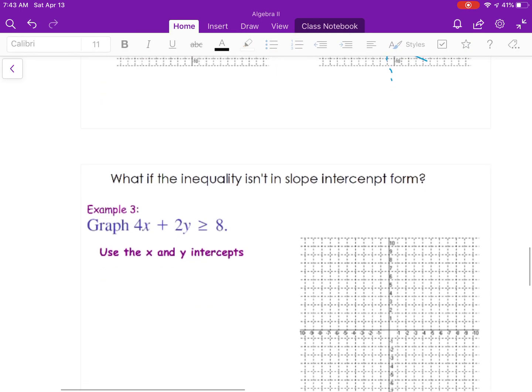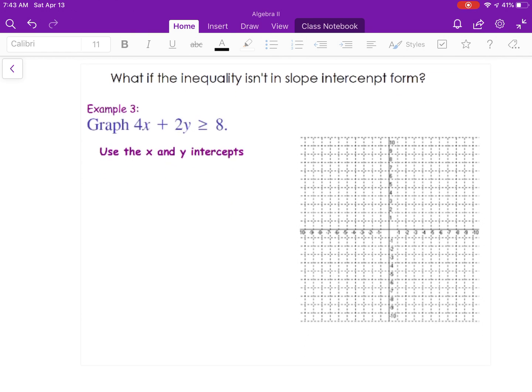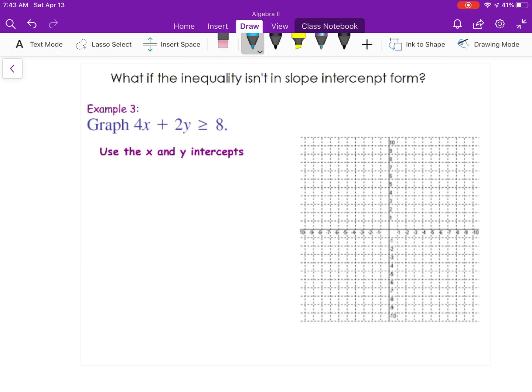Okay, so let's try this another way. I want to introduce you to another way to graph a line. You're more than welcome to put this into slope-intercept form, but what I'm going to do is show you how you get the x- and y-intercepts. Now the y-intercept we've done, so I'm going to start with that one first. The y-intercept is basically any point that's (0, b), your b value.